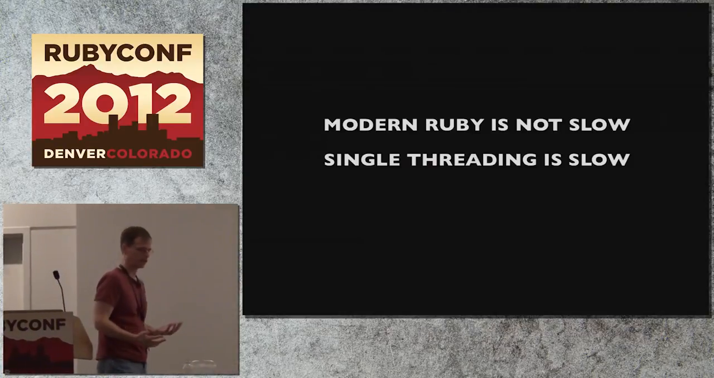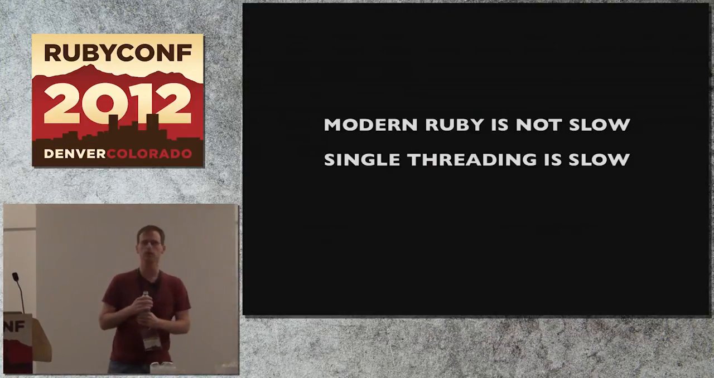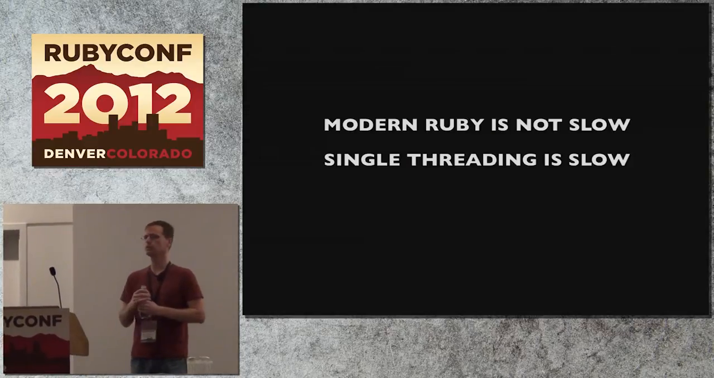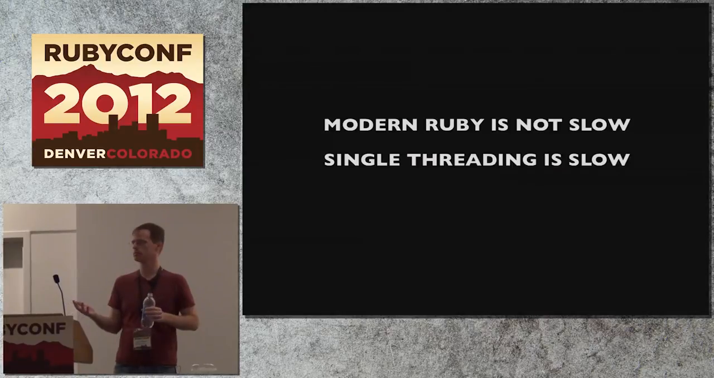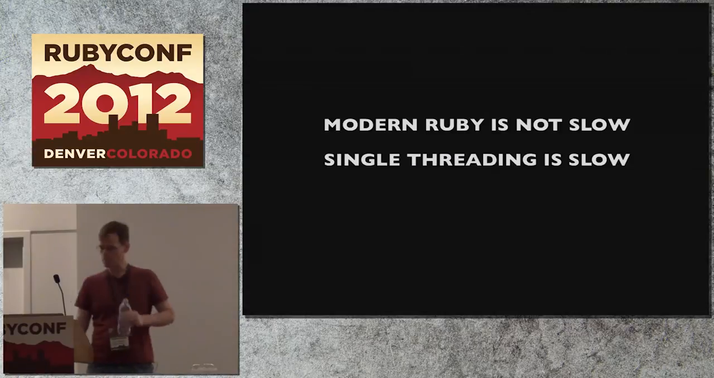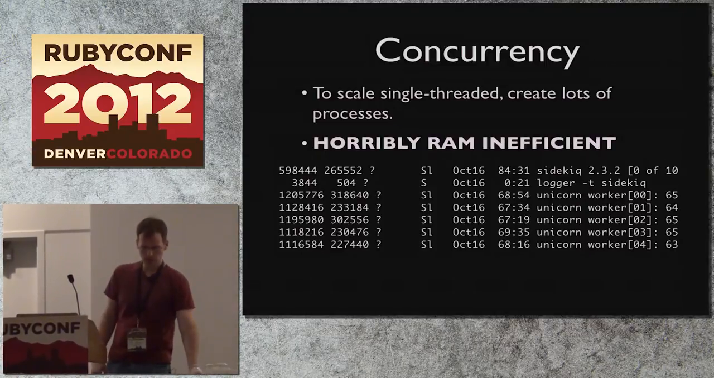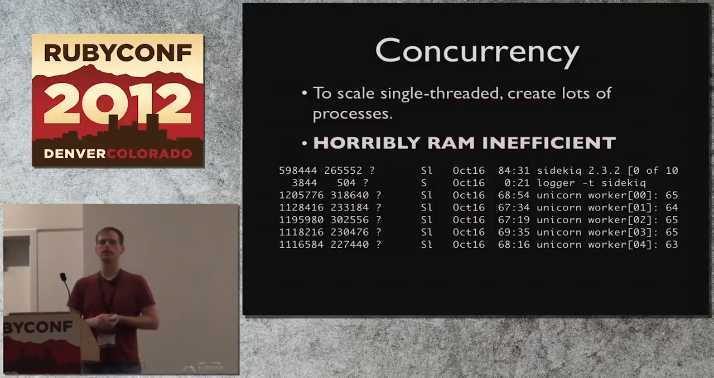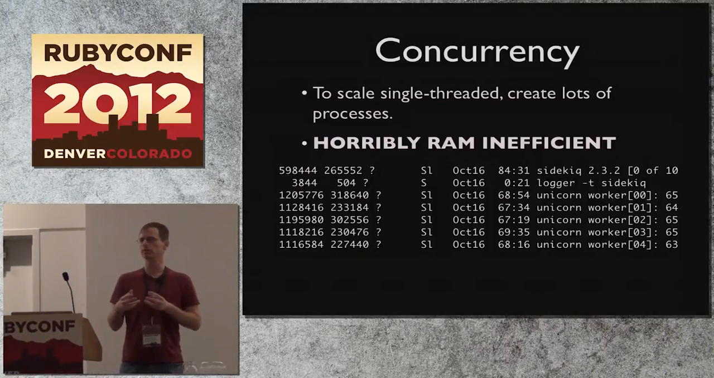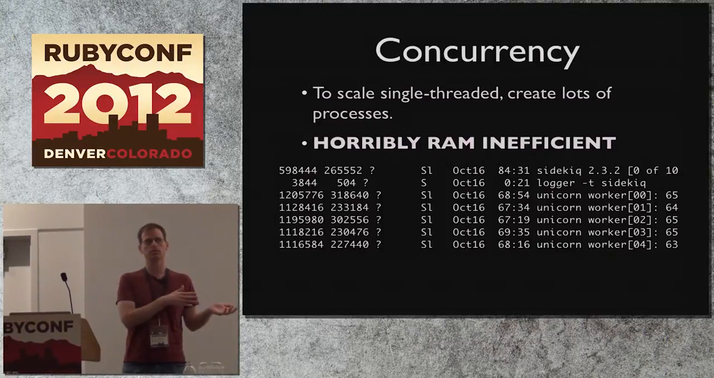And that's the reality, that modern Ruby isn't terribly slow. You can do a lot of work if you have the right design. It's single threading that's killing us as a community. To scale a single threaded model, you need to create lots of processes. That works fine when you're gluing together little command line Unix utilities, as was Ruby's history 10 years ago. It does not work fine today in the era of 300 megabyte Rails processes.